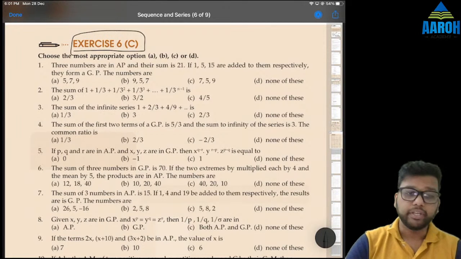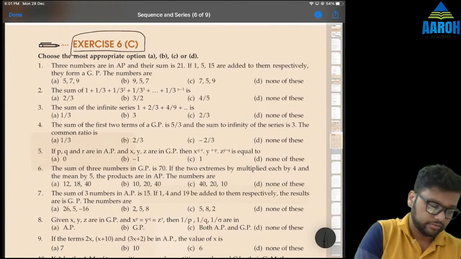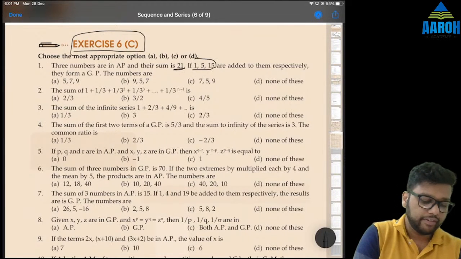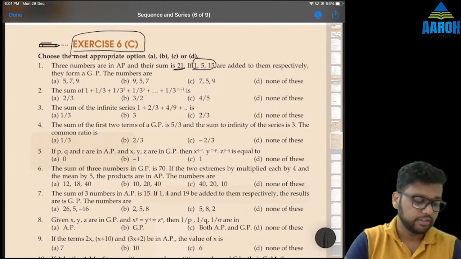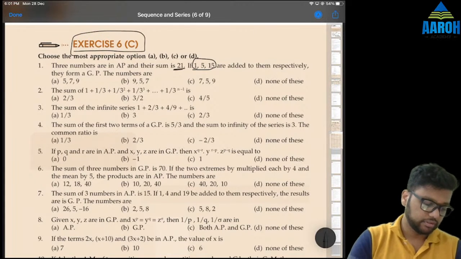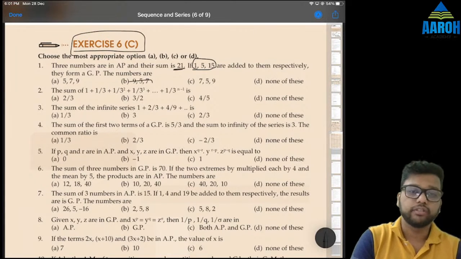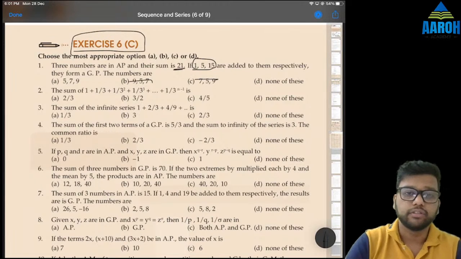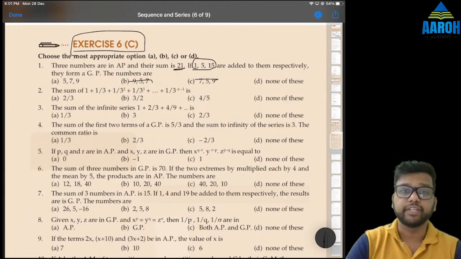Three numbers are in AP and their sum is 21. If 1, 5 and 15 are added to them respectively, they form a GP. The numbers are. We can go by options, right? Three numbers are in AP, they are saying. So this option is gone. This option is gone. Only option 1 is remaining: 5, 7, 9.